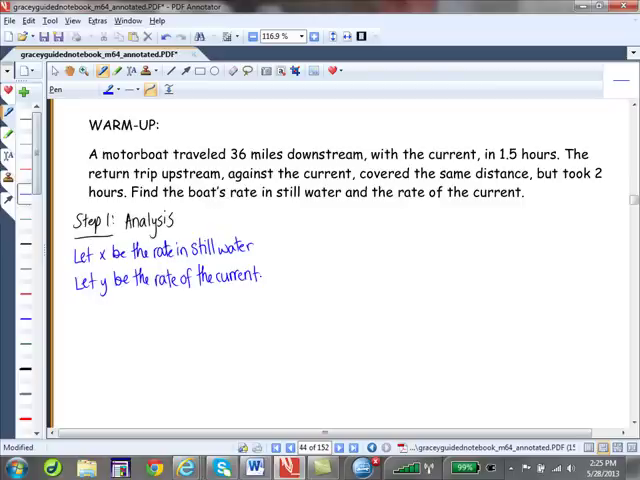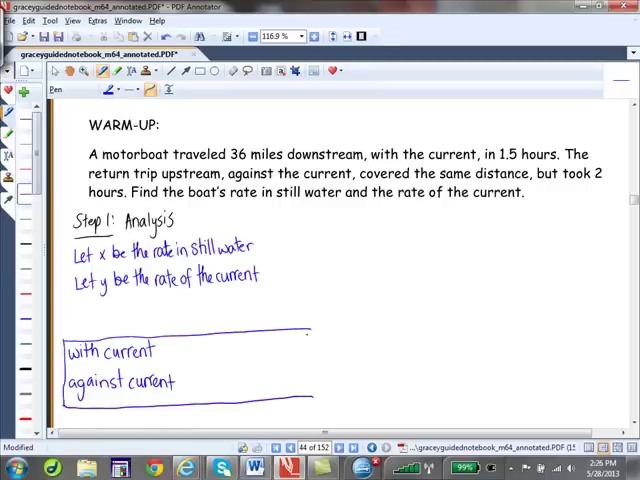Now, with motion problems, recall that distance equals rate times time. So you've got different measurements. You've got with the current, also known as downstream, and you have against the current, also known as upstream. And it's nice to make a little box organizing everything. And you basically have rate times time is equal to distance.